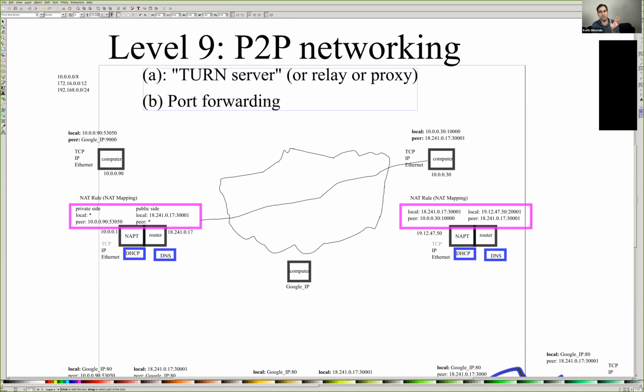Okay, I want to be clear. Is this clear about how port forwarding works? Does everyone understand what we just did here? For anyone that's tried to set up a web server at home or remote desktop management or VNC, something like this, you'd have probably had to do this with a well-known port number opening up on your NAT.